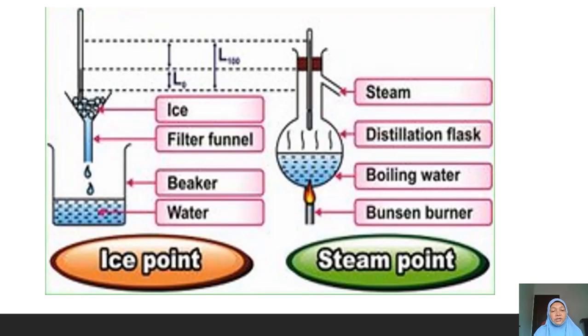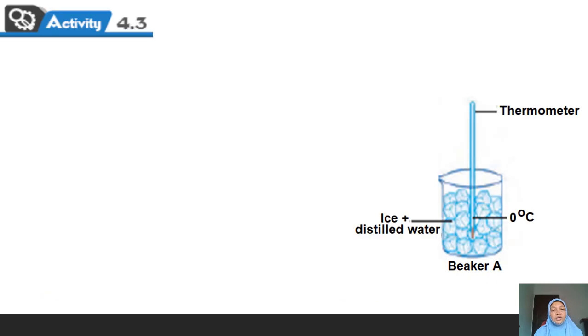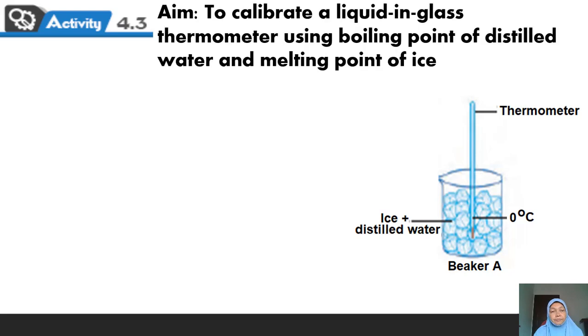So this is the instrument that we use to determine the ice point and also the steam point. Let's discuss in detail. The first one, we have a beaker A. The aim of our activity is to calibrate a liquid in glass thermometer using the boiling point of distilled water and the melting point of ice.